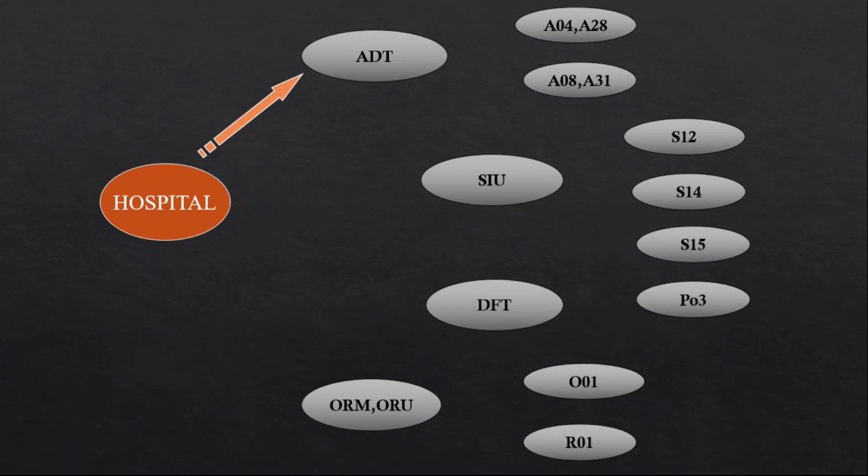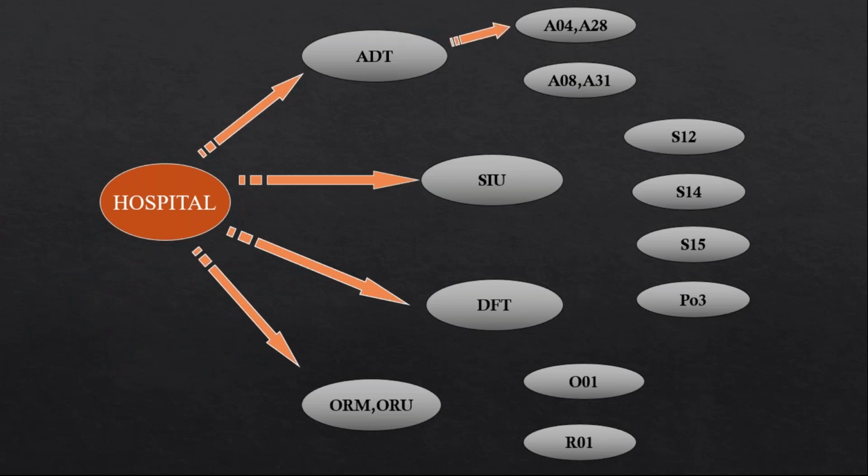So an ADT message is a registration message. As I said in the previous slide, an ADT message is a registration message. And the two events that are involved in an ADT message are ADT A04 or ADT A28, which represents new patient registration. So whenever I see A04 as the event type or A28 as the event type, I clearly understand that it is a new patient registration.